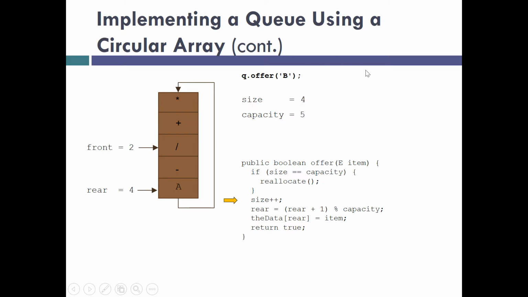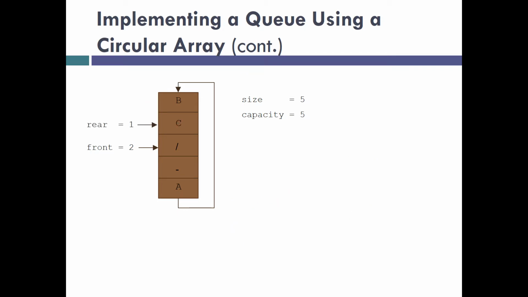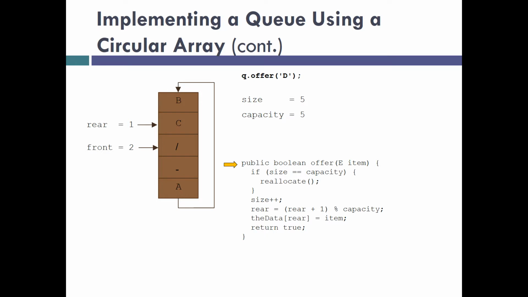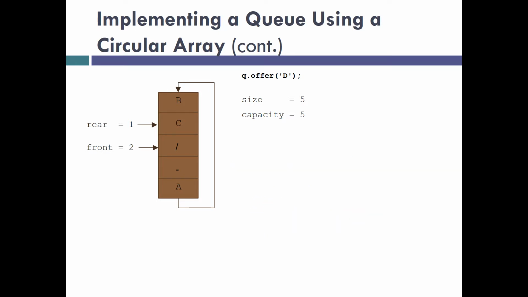So increment the size to 4. The rear is now rear plus 1 mod capacity. So it's equal to 4 plus 1, 5, mod 5, which is 0. So rear is now 0. Now store the item at index 0. So now we overwrite with B. And now here we increment rear by 1 and overwrite this with C. And that's basically how it works.